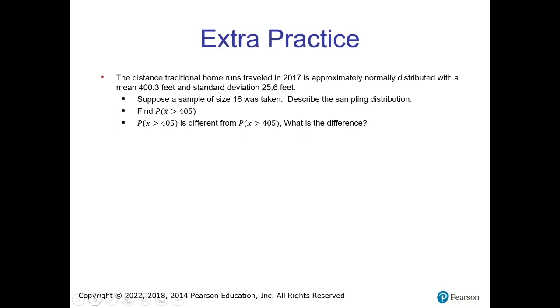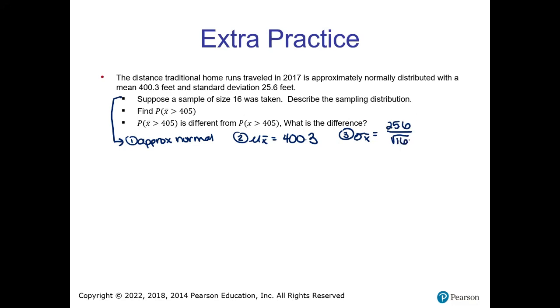Suppose a sample of size 16 is taken. Describe the sampling distribution. Anytime we describe a sampling distribution, we will say it is approximately normal. We will list our mean of the sample, which is equivalent to our given mean, 400.3. Then we calculate the standard deviation of our sample by taking the 25.6 and dividing by the square root of 16. The square root of 16 is 4, so 25.6 divided by 4 gives 6.4. This one rounded nicely.